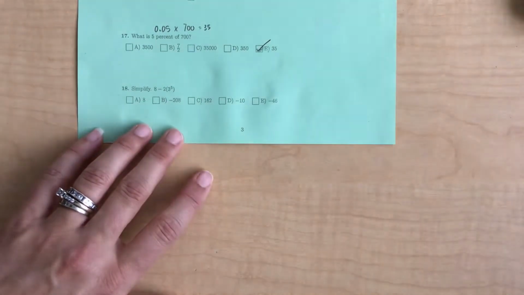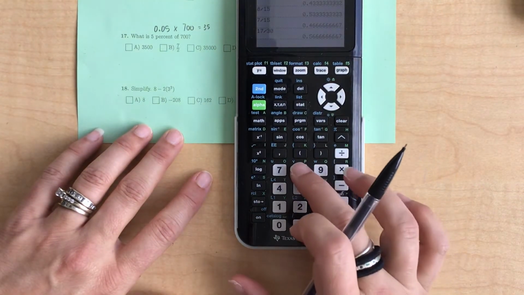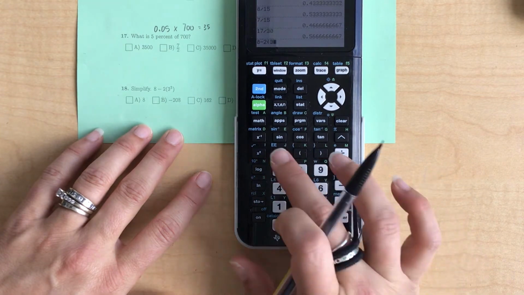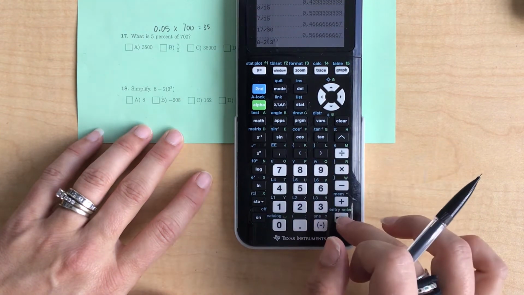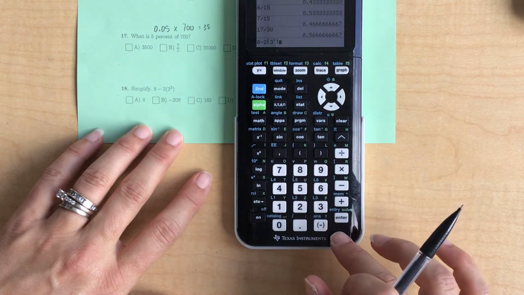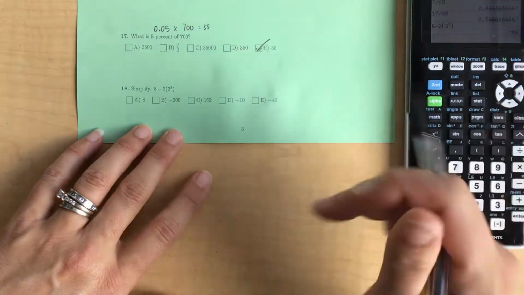Simplify. Now, you can do this directly on your calculator. All right, so if I have 8 minus 2 parentheses 3 raised to the third. There we go. See if I can get that correct on the calculator. And that gives me negative 46, so E.